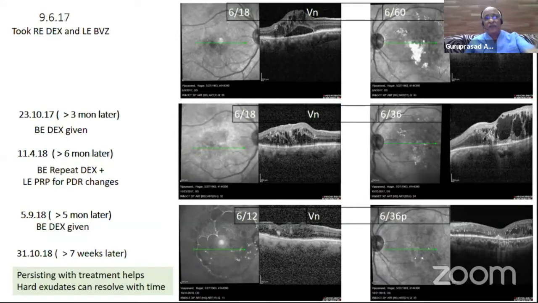So I'm not going to the details of this story, but this patient had repeated injections, although not at the time when we told him to take, but he was coming, though not regularly. He was coming and taking the injections, and the final visual acuity was good. So I think persisting with the treatment helps. And you can see here on the right hand side, the hard exudates that were there in the beginning had resolved after 1.5 years. So this is a rare case of hard exudates being totally resolved, almost gone here in the bottom right slide.